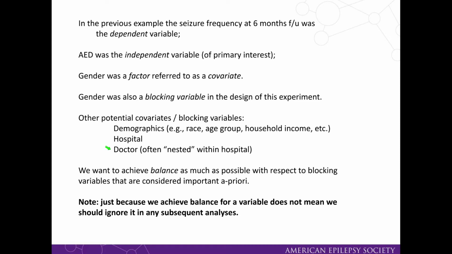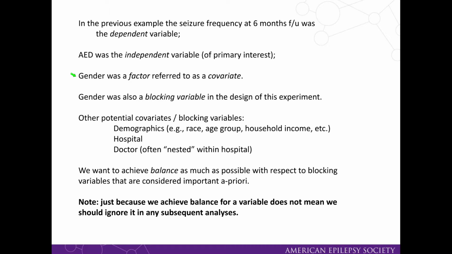Okay, so in this example, the seizure frequency at 6 months is referred to as the dependent variable. In other words, if anything, this variable depends on the drug and perhaps gender. So AED, the drug, was the independent variable, and I put here of primary interest because that's usually the case, that the drug is of primary interest. Gender was a factor in this case, and it's referred to sometimes as a covariate.